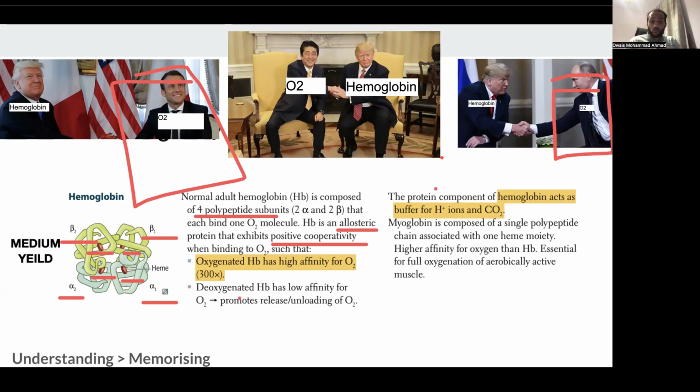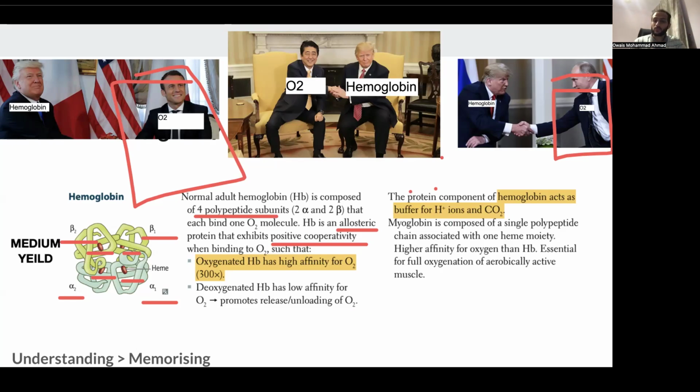In the next statement over here, deoxygenated hemoglobin has a low affinity for O2, which allows the unloading of O2. Now I'm going to ask you a question. If you're in a scenario where you have to give oxygen to your tissues, do you want your hemoglobin to let go of oxygen, or to stay tight to oxygen? Let go or stay tight? Yes, you want it to let go in a state where there is deoxygenated hemoglobin. You want oxygen to let go because you want it to go to the tissue.